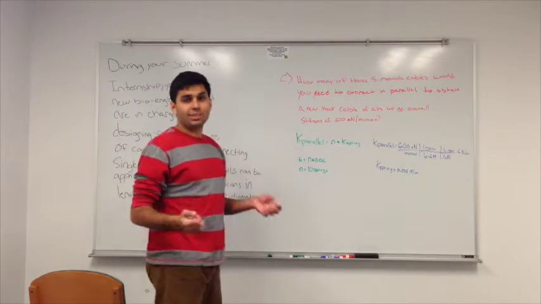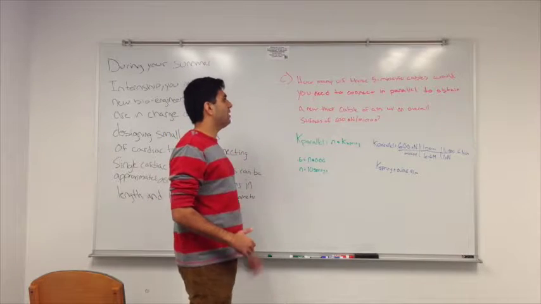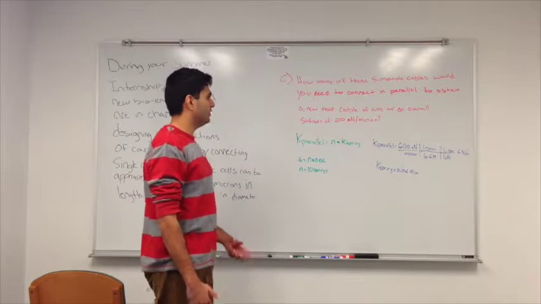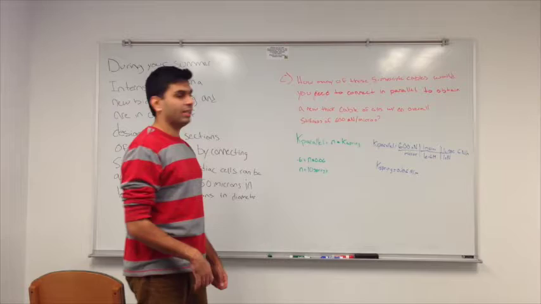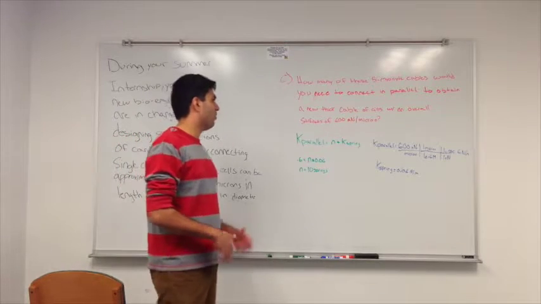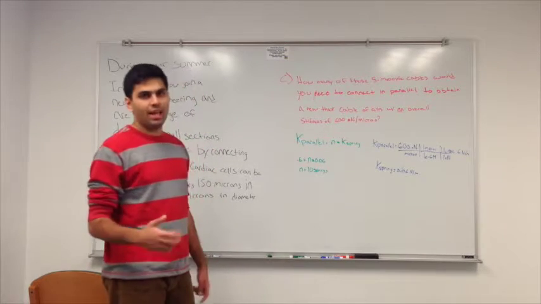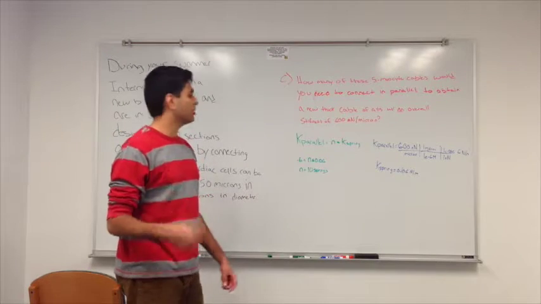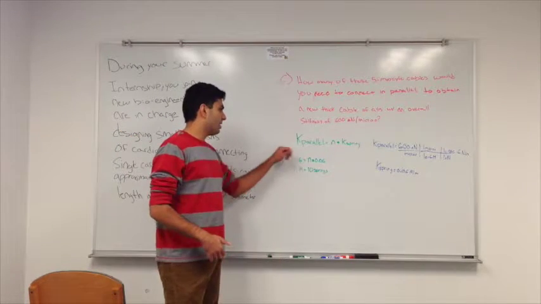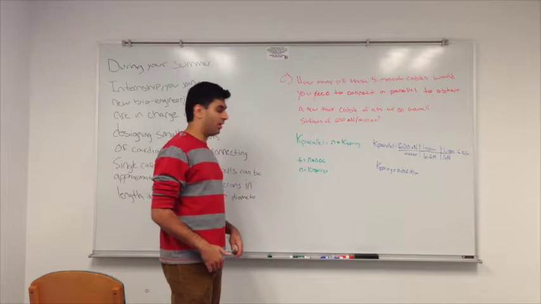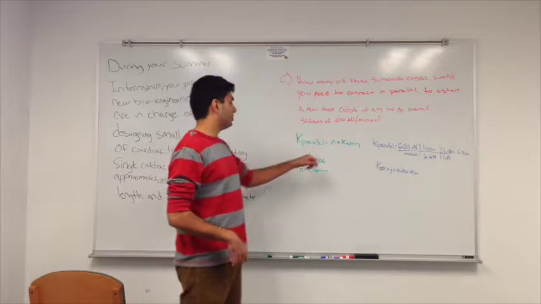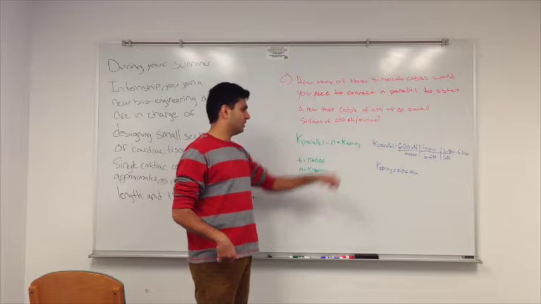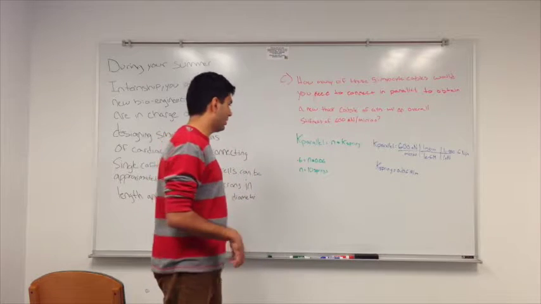Alright, so now moving on to part C of the problem. It says, how many of these 5 myocyte cables would you need to connect in parallel to obtain a new thick cable of cells with an overall stiffness of 600 nanonewtons per micron? So we know this is talking about parallel springs, and our formula for that is K parallel, the stiffness of the parallel springs, is equal to the number of springs times the stiffness of the spring.